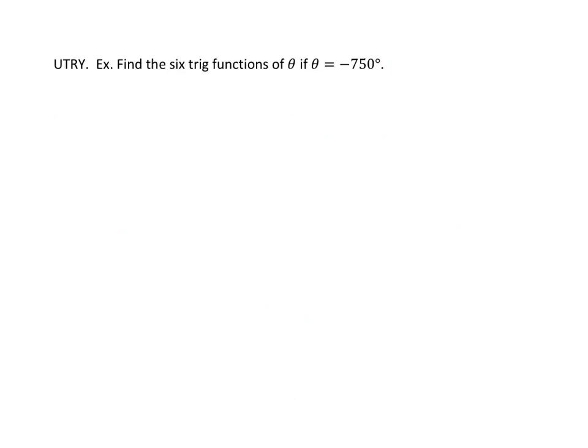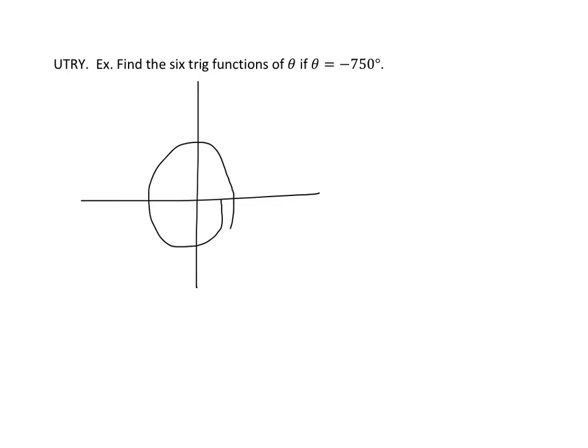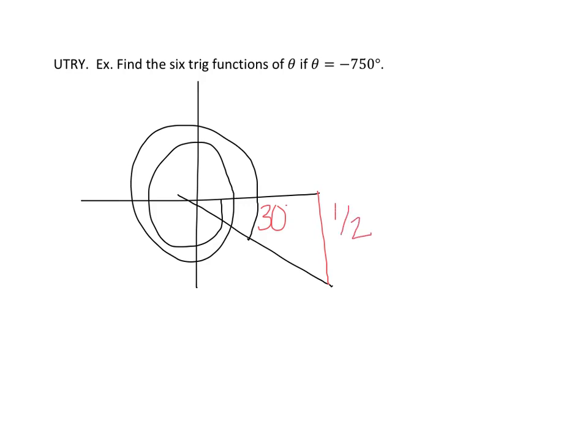Okay, try this one. First find negative 750, then find your functions. Go clockwise. I've got negative 360, negative 720, and I've got to go 30 more degrees. That ends up being my reference angle, 30 degrees. Make my triangle. This is the short side, so this is 1/2. Long side, radical 3 over 2, hypotenuse 1. The vertical distance must be negative.